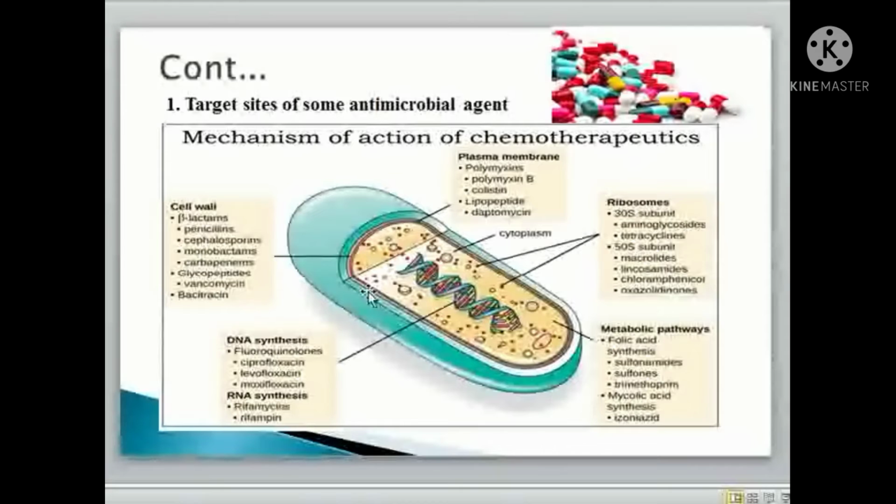These pictures are very explanatory about the mechanism of action of chemotherapy. So some drugs may interfere with the cell wall, and others may interfere with the plasma membrane or cell membrane. Some may interfere with protein synthesis, and others may interfere with the metabolic pathways. And finally, others may interfere with nucleic acid synthesis.